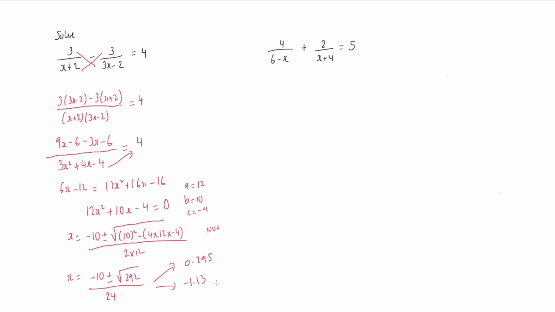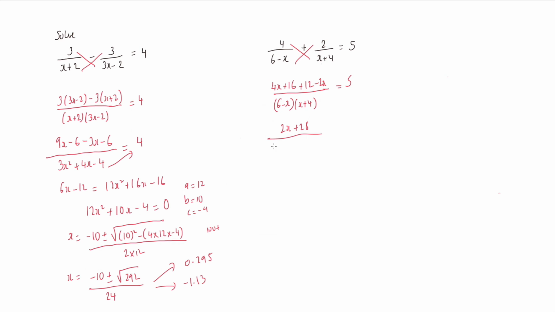Okay, now if we look at the next one, lowest common multiple again for this is going to be 6 minus x and x plus 4. And then we cross multiply this, so that's going to be 4x plus 16. And then we cross multiply this, 2 times 6 is 12. And then 2 times minus x is minus 2x. I've just expanded it basically here, right? So equals 5. So 4x minus 2x is 2x. 16 and 12 is 28.